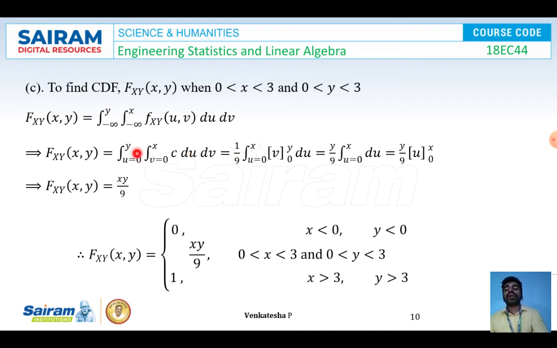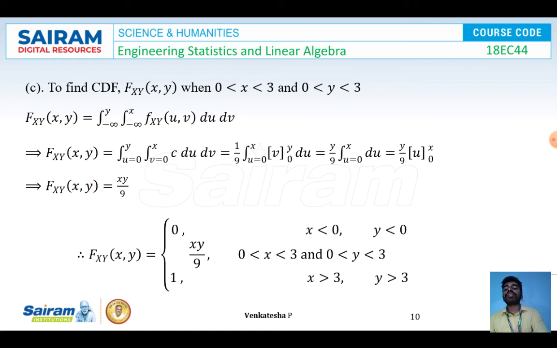The integration of u from 0 to x and v from 0 to y, du dv, I'm keeping as it is. Now after integrating this expression with respect to v, I got 1 by 9 times the integration u from 0 to x, v between the limits 0 to y. So I got the expression y by 9 after applying the limit, times the integral u from 0 to x du. Now after integrating with respect to u, I got y by 9 times u between the limits 0 to x. So I got the expression F_XY(x, y) is equal to xy by 9.